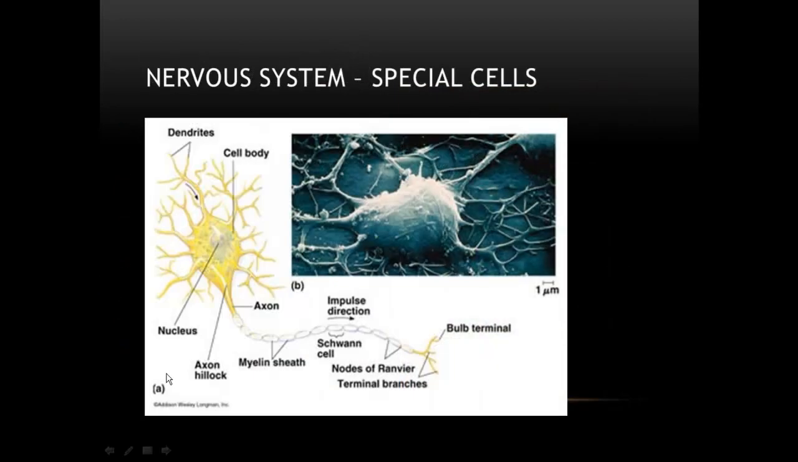Before we study the actual structure of the nervous system, and the structure of the neurons, we need to understand that this system is made of special cells. We're going to call these special cells neurons. Neurons are the cells that make up our nervous system.